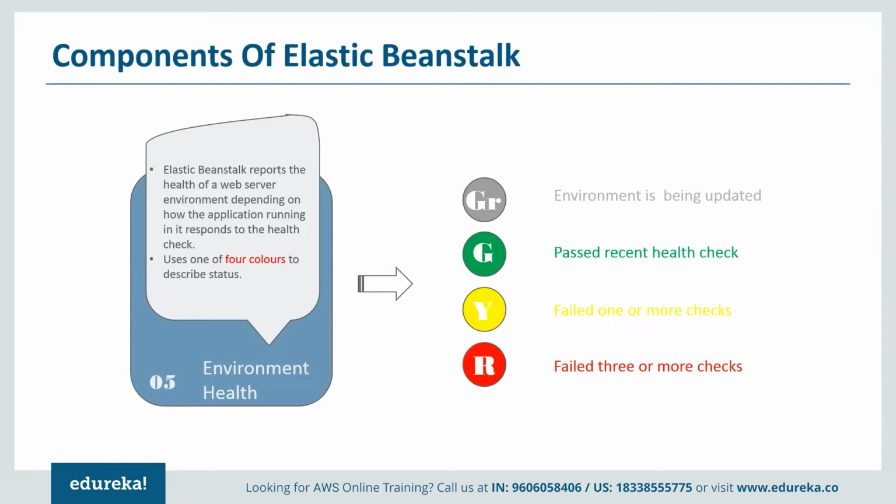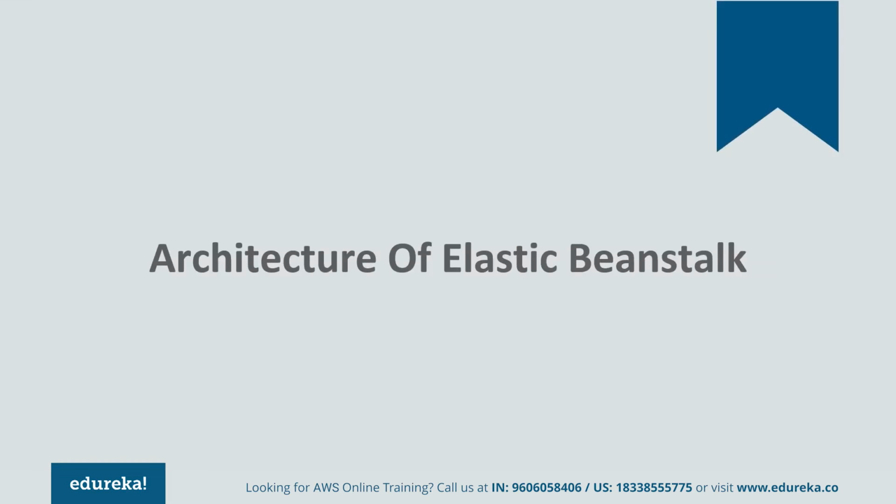And lastly, we have something called environment health. Based on how your application is running, Beanstalk reports the health of your web server environment and it uses different colors to do so. First, gray indicates that your environment is currently being updated. Let's say you have installed one version and now you're trying to upload a different version, but it's taking a lot of time. At that time it shows gray. It means your environment is still in the updating process. Then you have green, which means that your environment has passed the recent health check. Then you have yellow, which means that your environment has failed one or more checks, and red means it failed three or more checks.